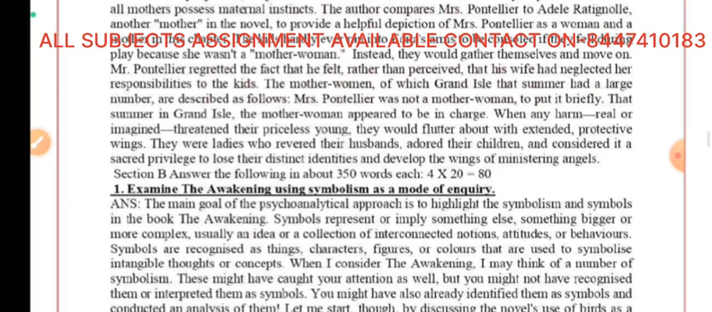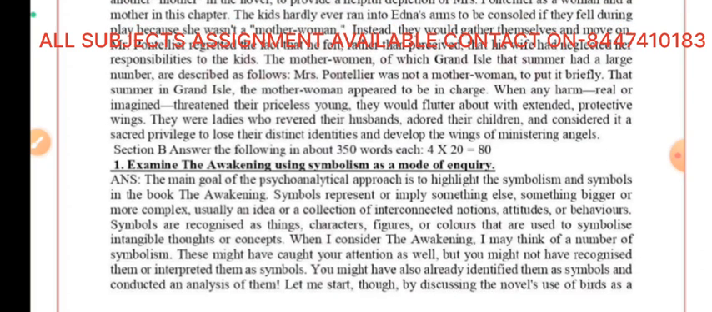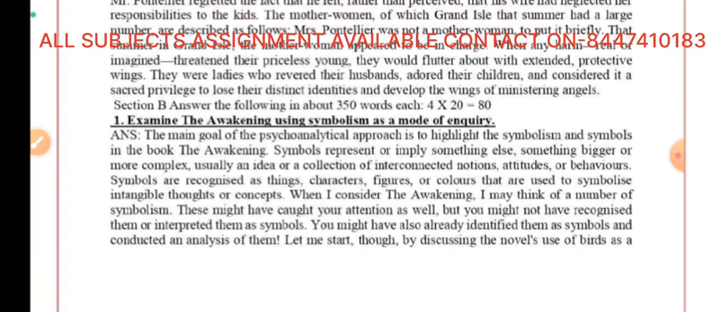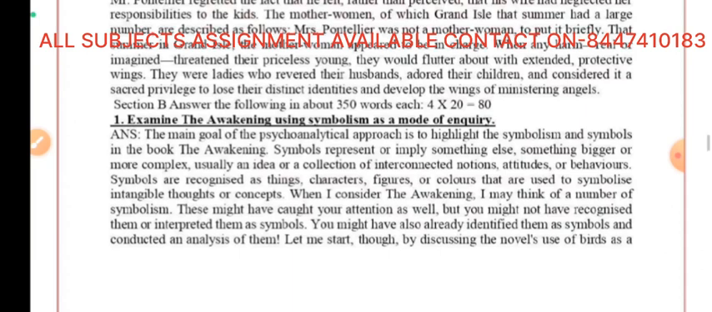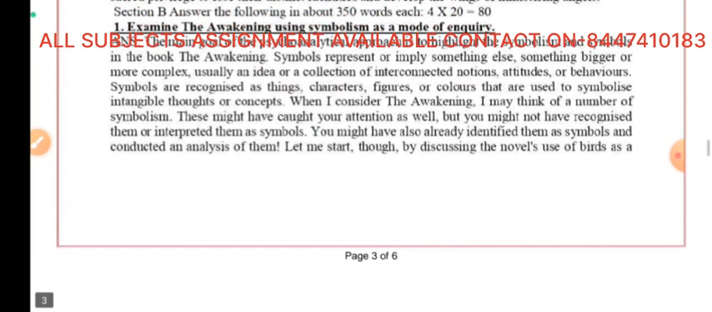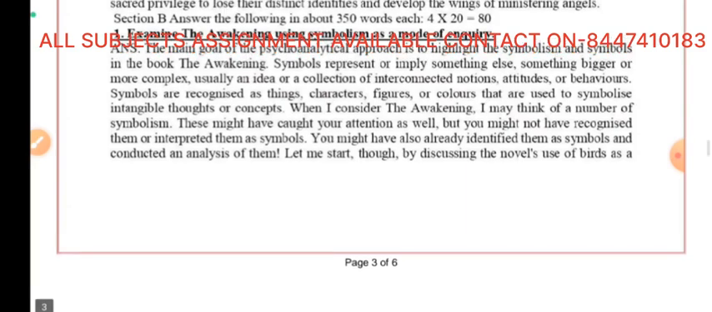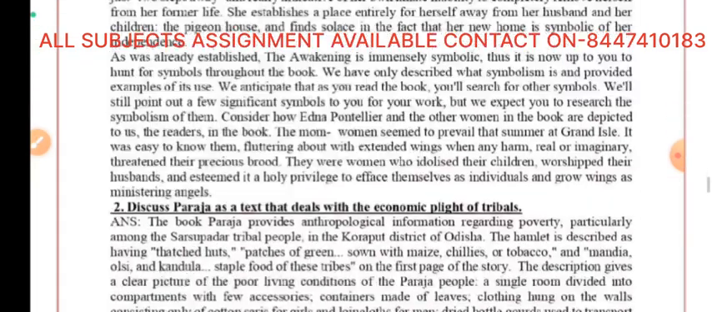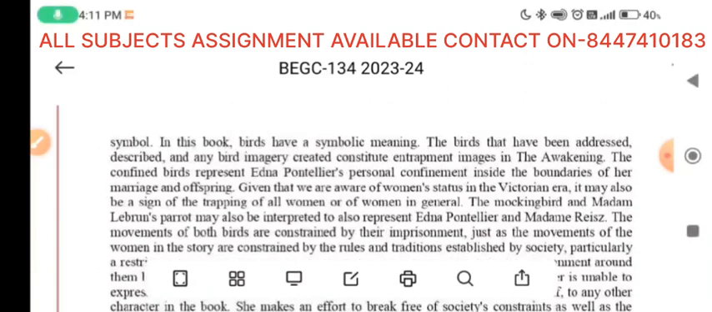Section B, answer the following in about 350 words each. First question is, examine The Awakening using symbolism as a mode of inquiry. You should write about 350 words. See how long it is.